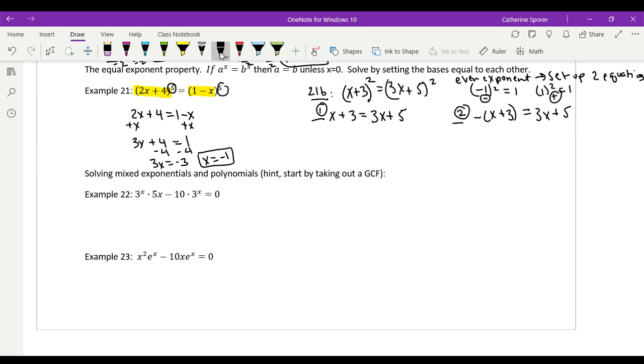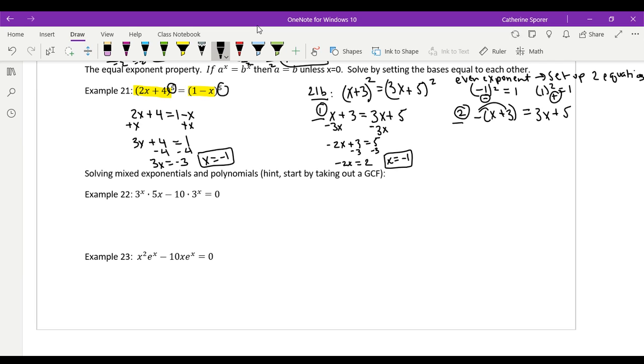Okay, so after you set up your first equation, which is just exactly what's there, and your second equation, which has the negative sign in front of one of the sides, then we solve by just solving the linear equation that's there. So for equation 1, we'd subtract 3x from both sides. Negative 2x plus 3 equals 5. Subtract 3 from both sides. Negative 2x equals 2. Divide by negative 2 and we get x equals negative 1 from this first equation.